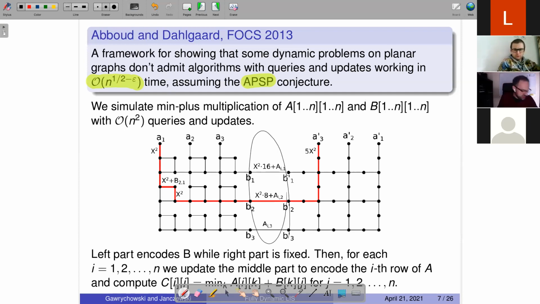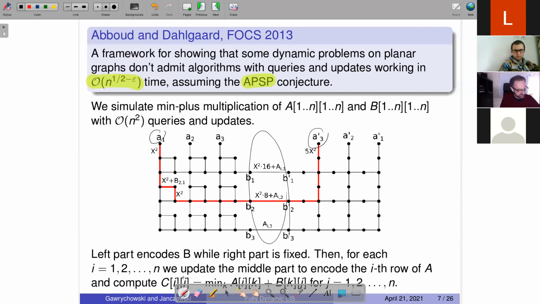Okay, in the right part, you don't really do anything depending on the matrices. The edges have some fixed lengths. I mean, you have to think a bit how to adjust those lengths. I'm not going to show you that. But they did it in such a way that by querying about the distance from A1 to A prime 3, they will find C_ij.